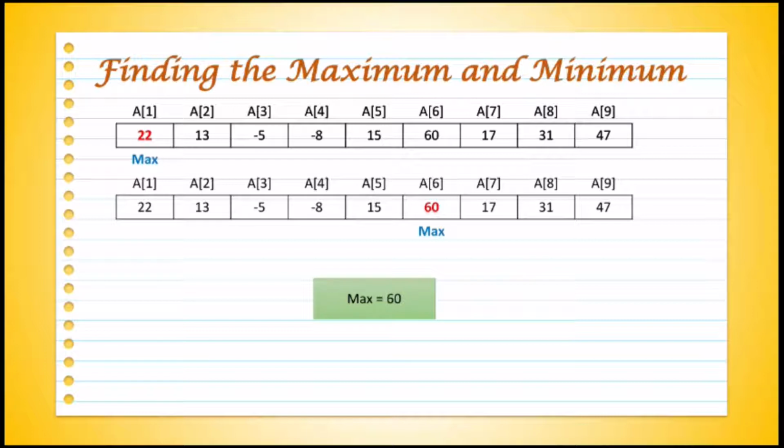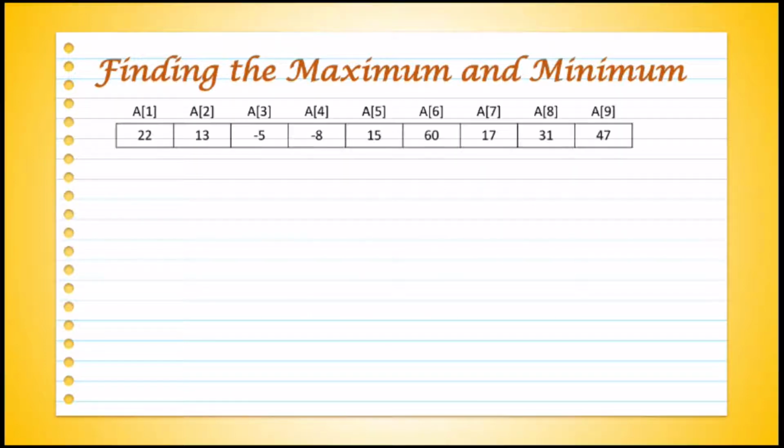Similarly we can find the minimum value from the given list. Again, first we will assume the first element as minimum. Here we will compare the minimum value with the remaining elements, and suppose a remaining element is lesser than minimum, then we will change the value of min. First we will compare the minimum value with the second element.